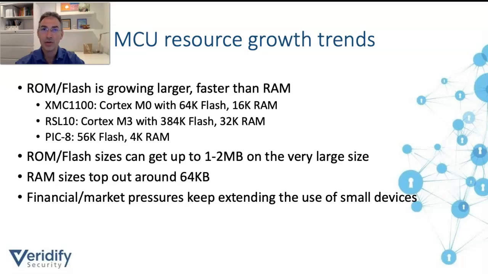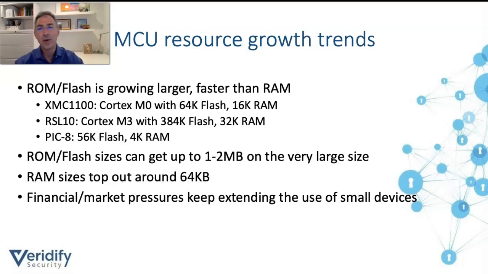Another system that we are using frequently is the RSL10. It has a Cortex M3 with 384K of flash and 32K of RAM. On the very small side of things we're seeing is the PIC-8, which only has 56K of flash and only 4K of RAM. Now, I'll just point out that the ROM and storage sizes can get up to 1 to 2 megabytes on the very, very large end. And also, in many of these, you can go up to a RAM size of about 64 kilobytes. But again, these sizes are much, much smaller than the megabytes, gigabytes, or terabytes that you're used to seeing on your laptops, servers, and cell phones.